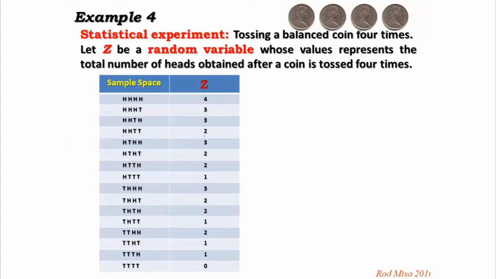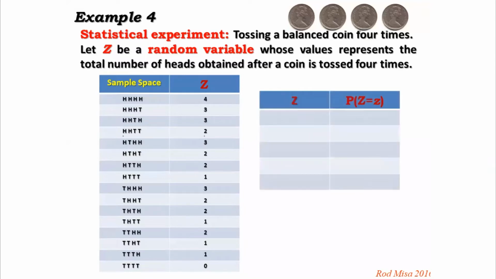So constructing our probability distribution for this statistical experiment, we have our random variable z assuming values from 0 to 4. Because as you noticed in the listing of the sample space, we have 0 as the smallest possible value of our random variable and 4 as the highest value, since we are tossing the coin 4 times here.